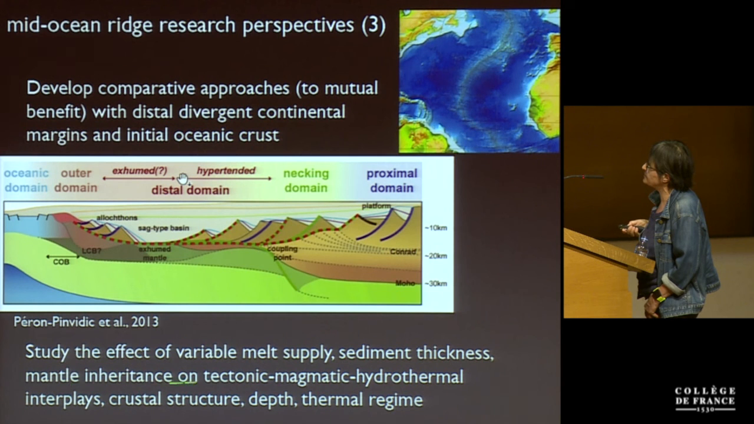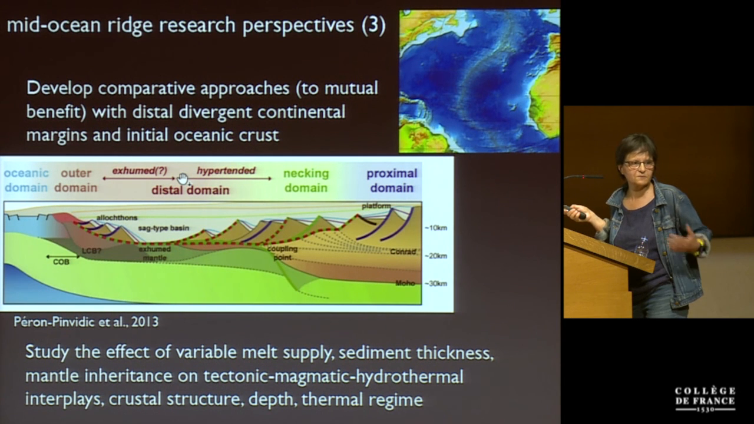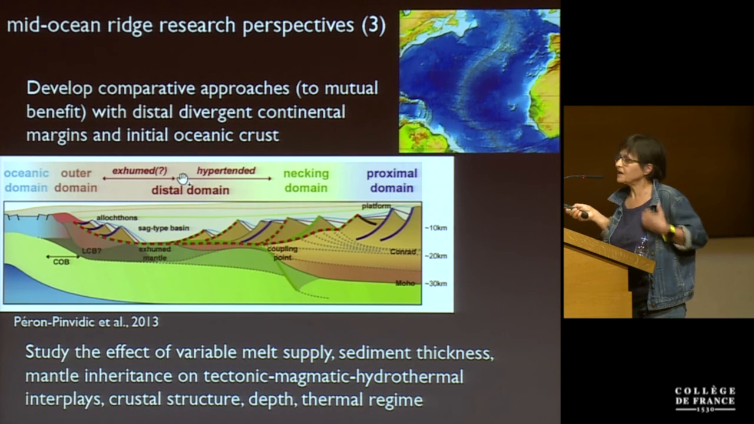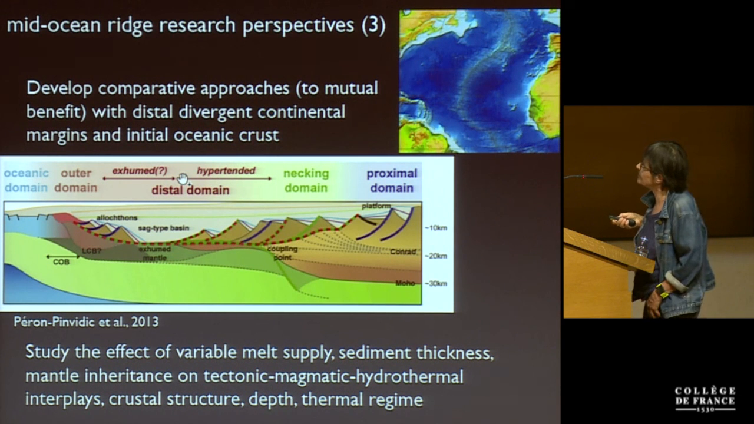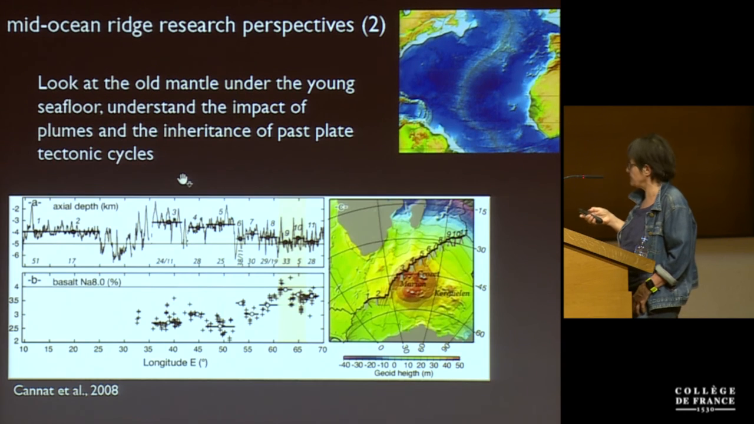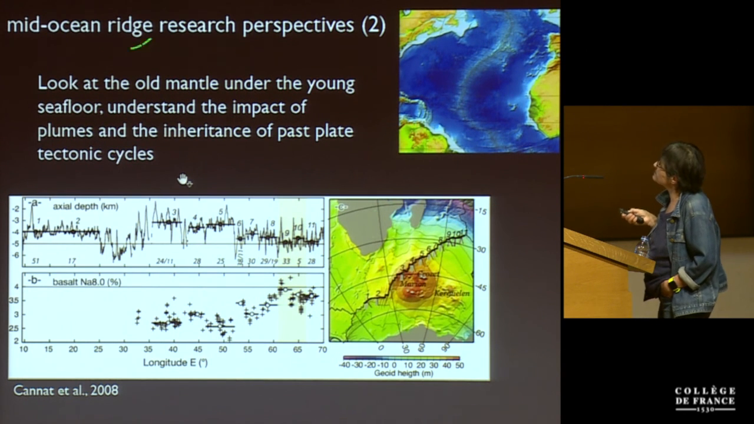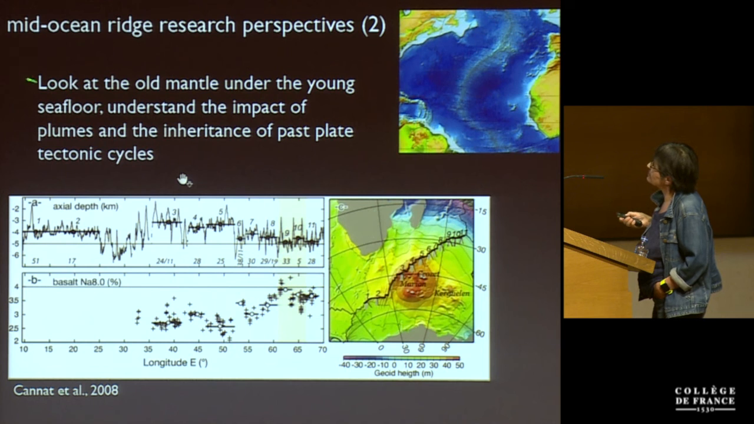And here I say mantle inheritance because at margins people are very used to thinking in terms of the inheritance of the subcontinental mantle and even of the different types of subcontinental mantles that you have, for example, beneath Africa, you have cratons, you have Paleozoic belts, etc. And something that would be really interesting is to extend this study of inheritance first to the oldest oceanic crusts created at these margins, and then ultimately, and I think this is really something that needs to be done, as was mentioned yesterday, to look at the old mantle under the young seafloor, okay?